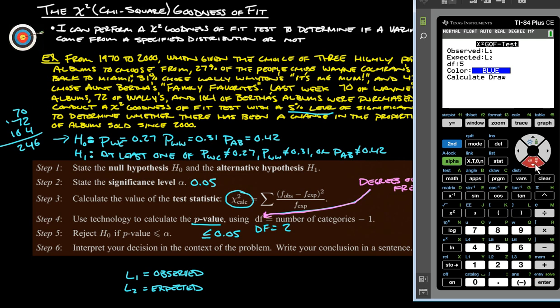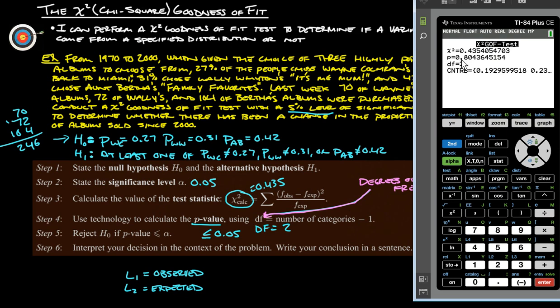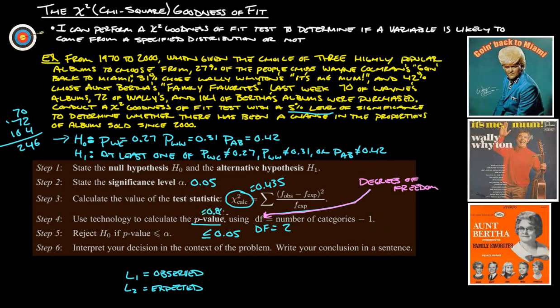Now, our degrees of freedom, remember, we have 3 categories, 3 minus 1 gives us 2. So our degrees of freedom in this case is going to be 2. Push enter, go down to calculate, push enter, and up comes all of our magic information. The value of the test statistic chi-squared is 0.435. And then we're also going to use that all-important p-value, 0.804. So the p-value equals 0.804.